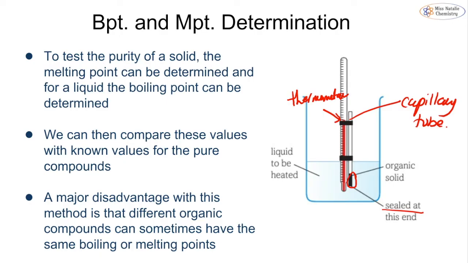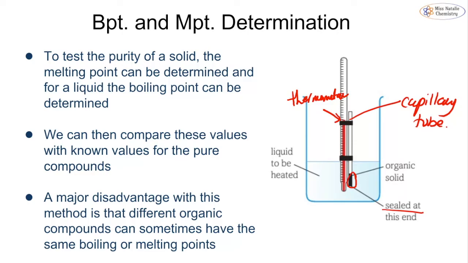It just depends on what equipment you have in your lab. This is a slightly more simple way to do it. If it's a boiling point of a liquid, of course, we just heat it using our Bunsen burner or a hot plate, and then we test it using a thermometer.